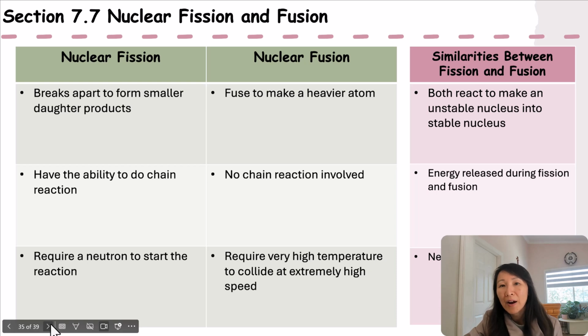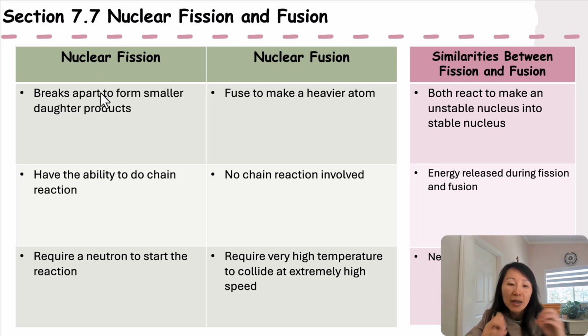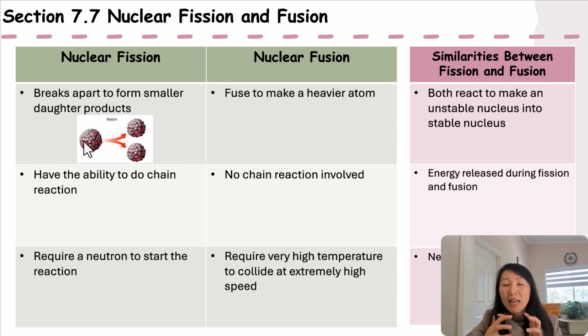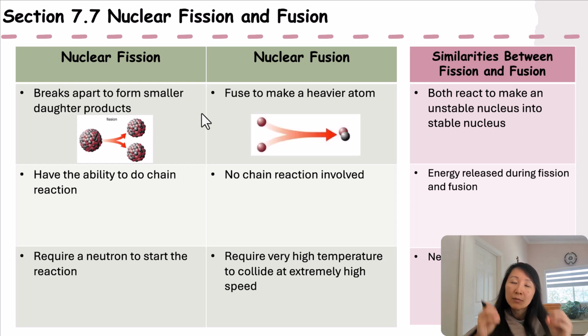Now I want to compare and contrast the differences and similarities between nuclear fission and nuclear fusion. All in green are the differences, and the ones on the right, in pink, are the similarities. So let's talk about fission. In fission, a big, large nucleus is breaking apart into smaller daughter products, splitting into two. Whereas in nuclear fusion, you take smaller parts and fuse them together into one larger nucleus.